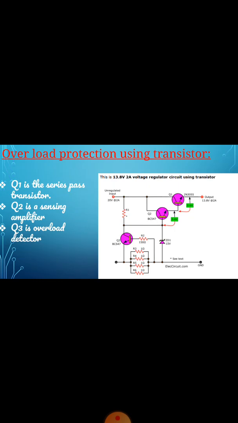Overload protection using transistors. Q1 is the series pass transistor and Q2 is a sensing amplifier. Q3 is the overload detector. Thank you guys.